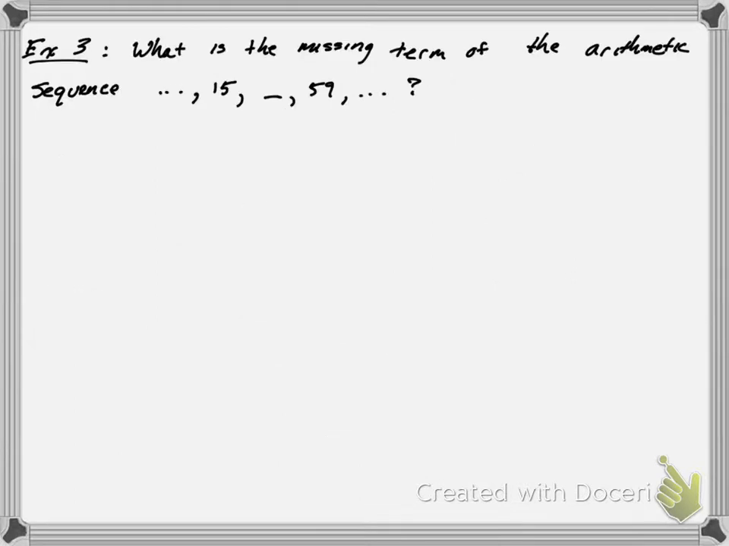Example 3 talks about what is the missing term of the arithmetic sequence. Now, we don't know what the first term is. So this is going to bring in our arithmetic mean. Well, how do you find the mean of anything? It's going to be halfway between the two numbers. Well, how do I find the halfway point? Add them up, divide by 2. So what I end up doing is taking 15 plus 59 divided by 2. And that gives me 37. So my missing term is 37.